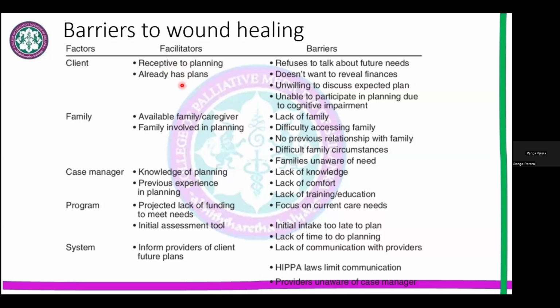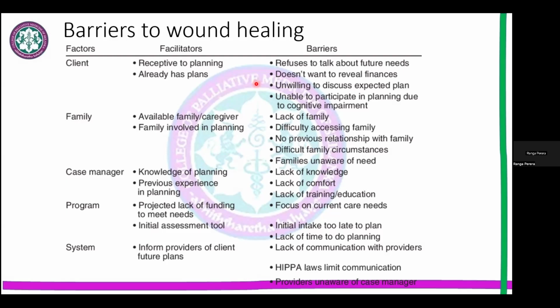Now we need to identify the client. The barriers are: he refuses to talk about future needs, doesn't want to release the finances, is unwilling to discuss the expected plans, or is unable to participate in the planning. So the patient himself is not coming into the discussion of how we are going to heal the wound. They will come and tell you, no, this is my wound, I want you to heal it. And he's not telling you how much he can eat, how much he can afford with the food, or the dressings. He's not supportive.